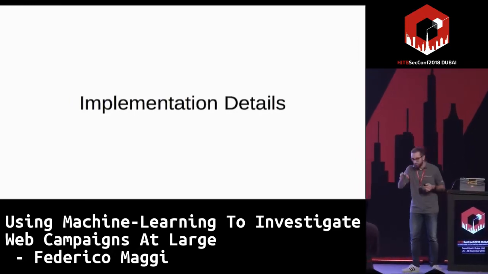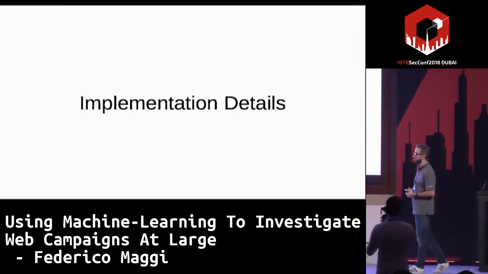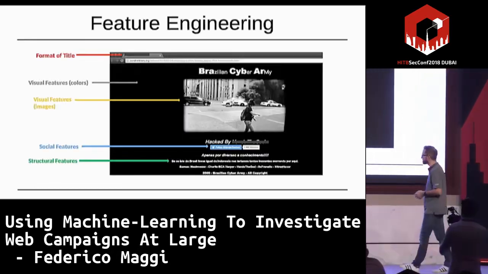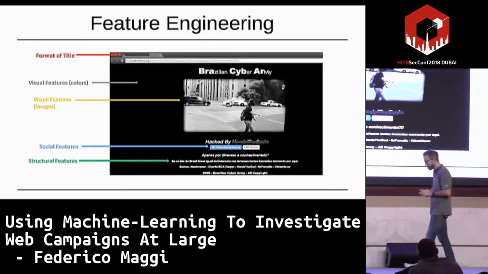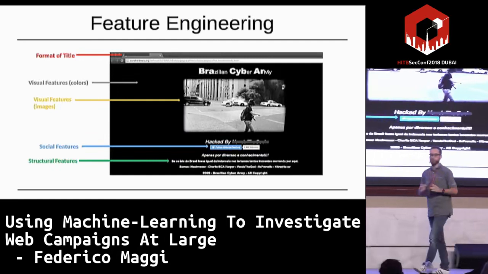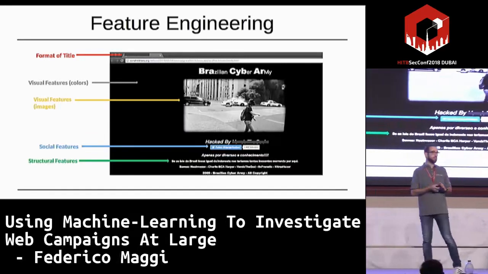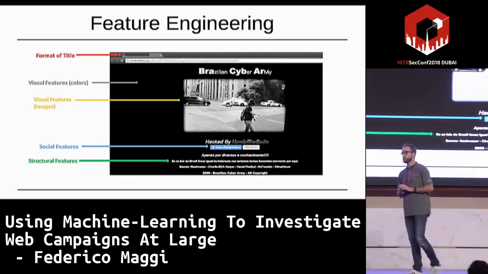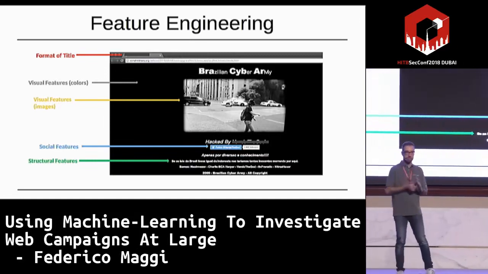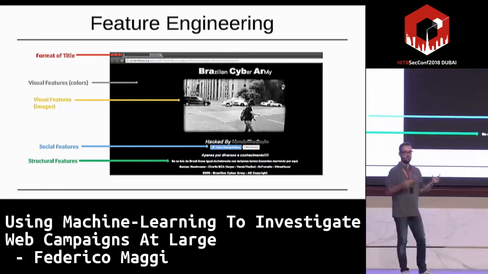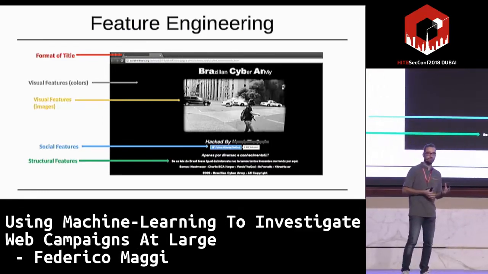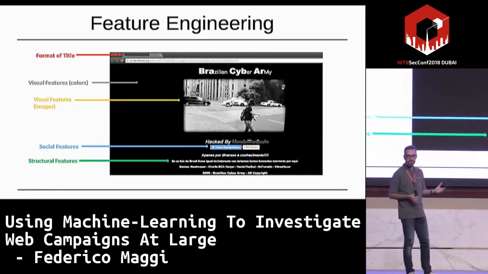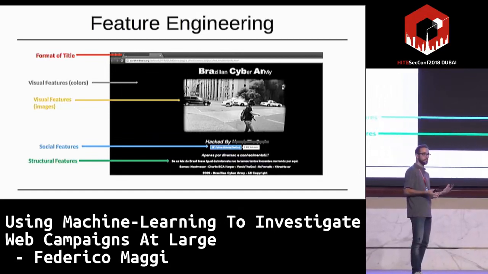So let's take a look at the internals of this tool. As I said, key to every machine learning pipeline is feature engineering. We have to find a way to represent a page with a series of numbers. So we are compressing the space a lot. Of course, we are losing a lot of information, but that's essential because we want to be able to use math and clustering to make sense of this data.